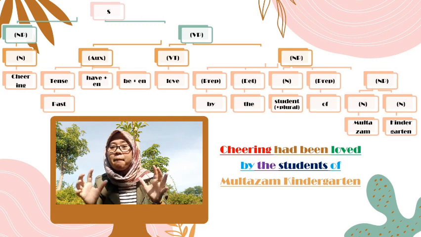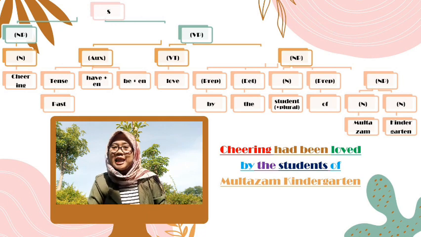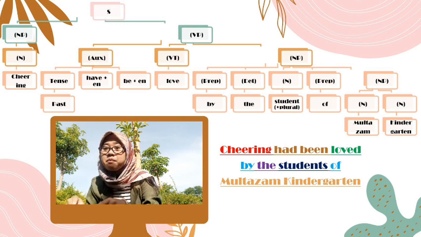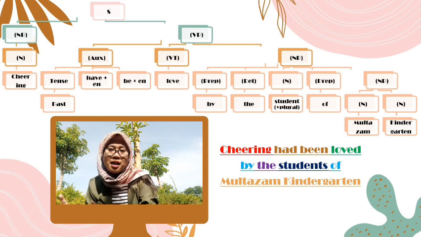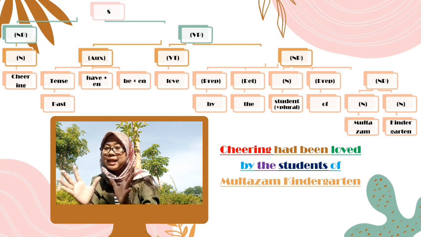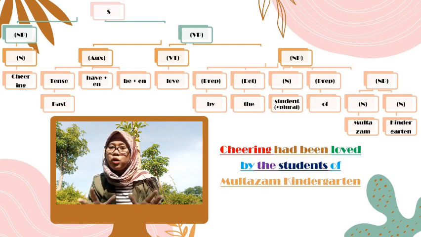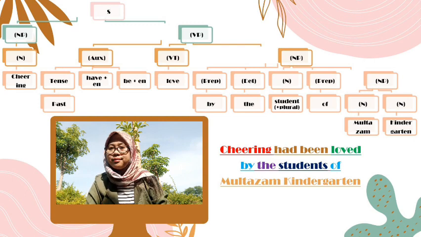We just state it plural. That shows here there is more than one student. The part of speech for of is prep, preposition. And the last part in NP is NP also for Multazam Kindergarten. But here I cut it off: noun for Multazam, and also noun for kindergarten. So Multazam Kindergarten is a noun combined with another noun, which becomes an NP.